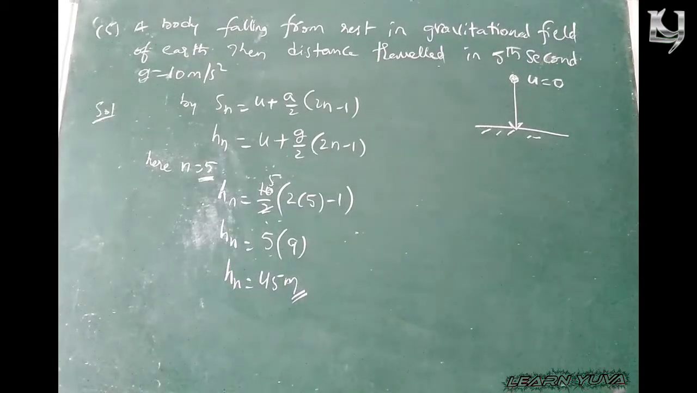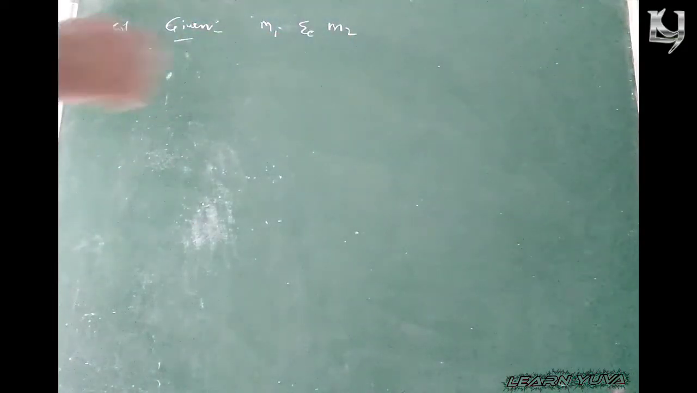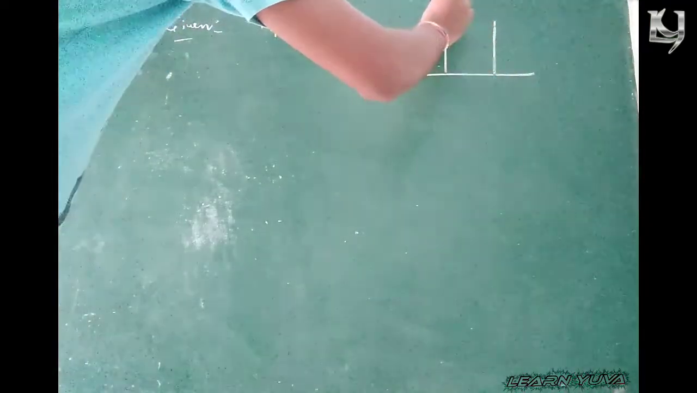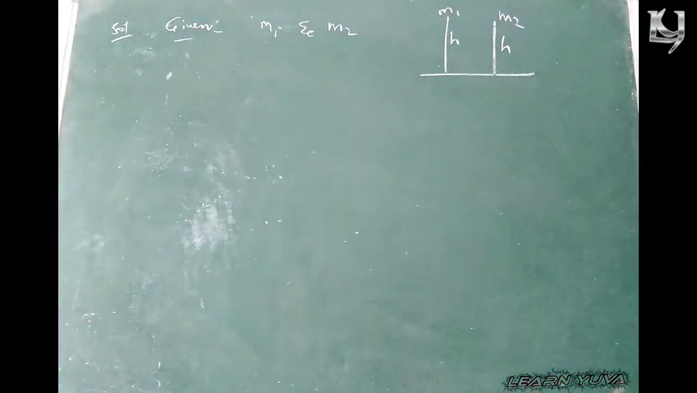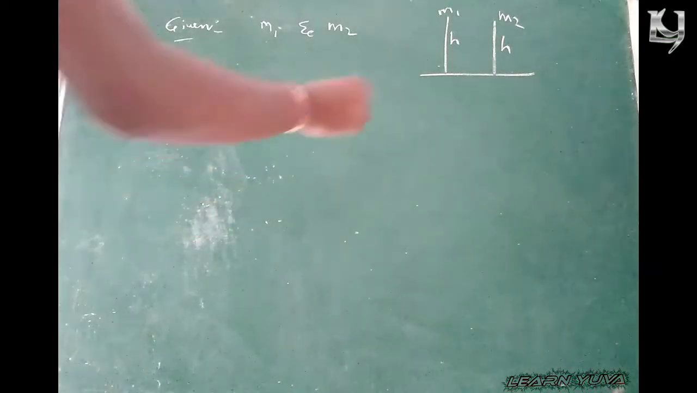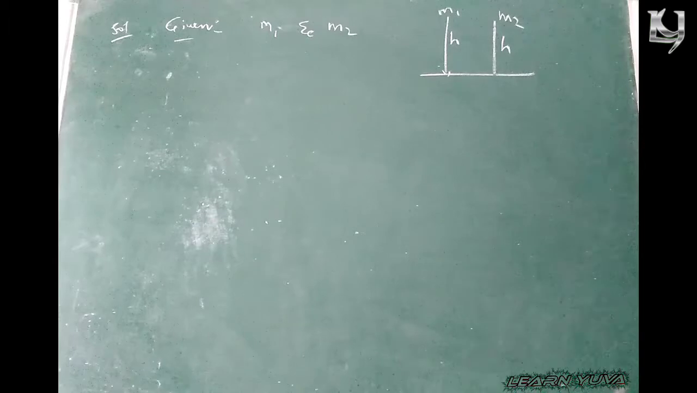Okay. Right. Next problem. I am writing the given data: two masses m1 and m2 are dropped from the same height. So it is m1, m2, height is equal to h. What is the ratio of the velocities of the two objects when they touch the ground? Here we have to find out the velocity when the body touches the ground.